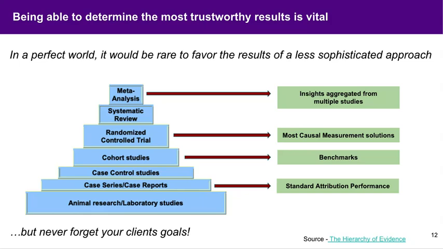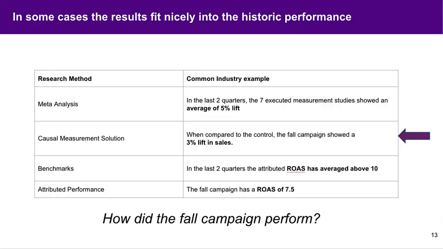Attributed performance is low on the standard for science. It's basically correlated observational data. It's useful, it's just not overly robust. Next is benchmarks. When you're looking at a lot of that historic attribution data, what do we get? Higher still is RCT, or the randomized controlled trial. Causal measurement studies fall clearly into this camp. And finally, at the top of this is the meta-analysis. This is the study of studies. These exist in the ad space. They're not super common, but they do exist, and they're pretty powerful when you have one.